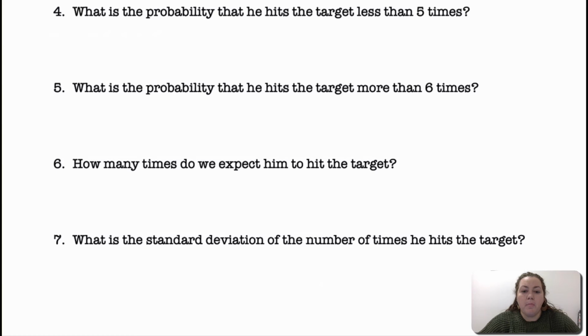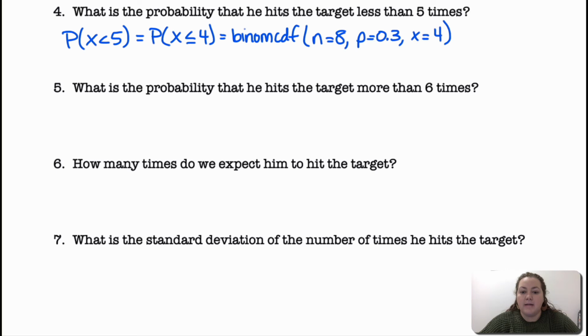All right, what is the probability that he hits the target less than 5 times? So the probability X is less than 5 is the same as the probability that X is less than or equal to 4. Okay, because remember your calculator does the less than or equal to for a CDF. So this would be a binomial CDF. N is 8, P is 0.3, X is 4. We get 94.2%.